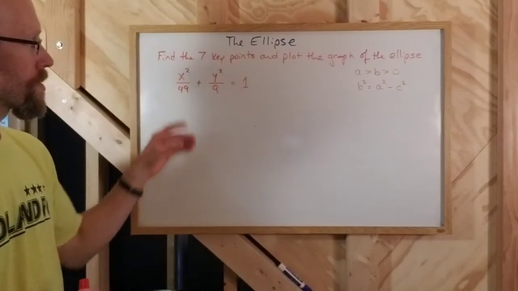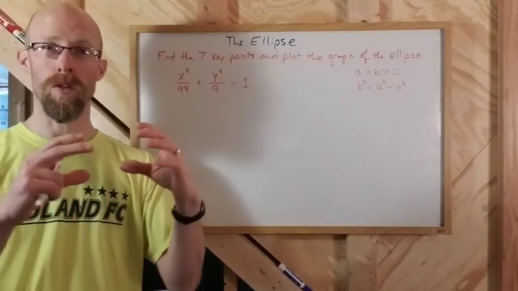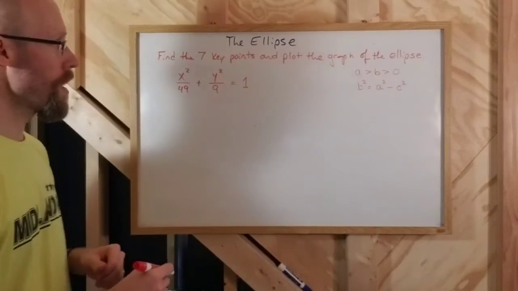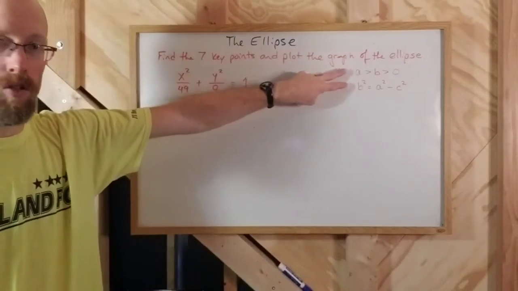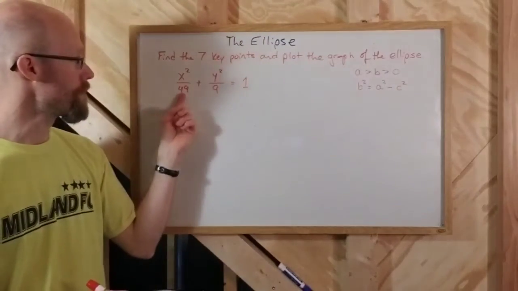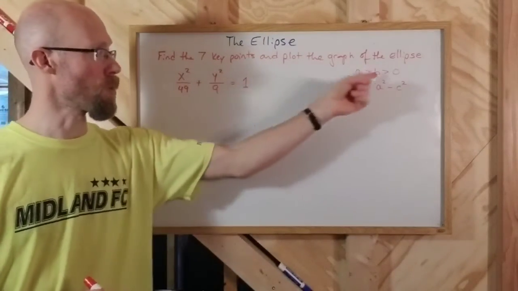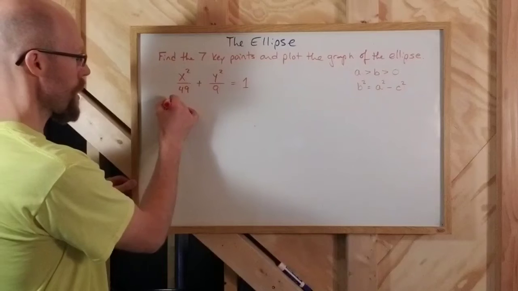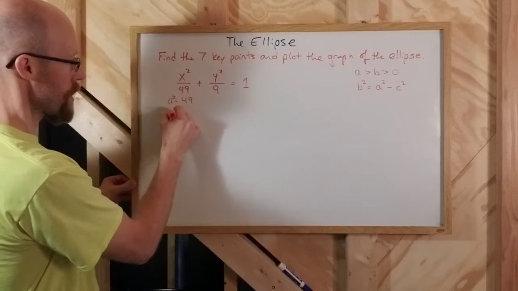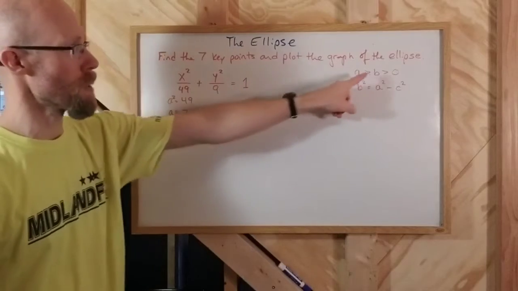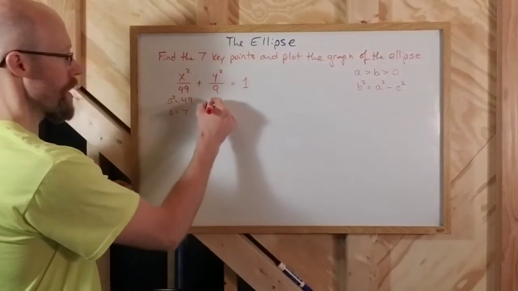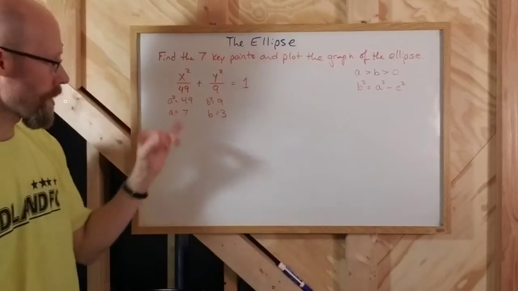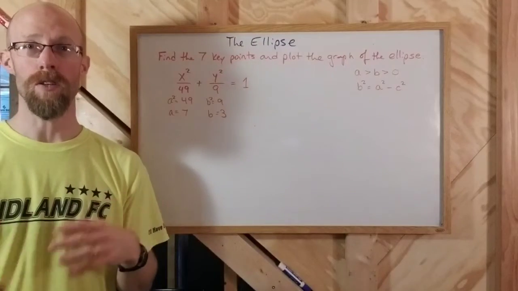Now, in this example, the larger denominator is under the x squared, and so that tells us that this ellipse is going to be oriented horizontally, with the major axis being the horizontal axis. We always take the larger of the two denominators and call it a squared, and the smaller one b squared. So here a squared is equal to 49, which means the a value is 7. We always use the positives, they have to be greater than 0. And b squared, being 9, means that b is equal to 3. So 7 and 3 are my two values for a and b.